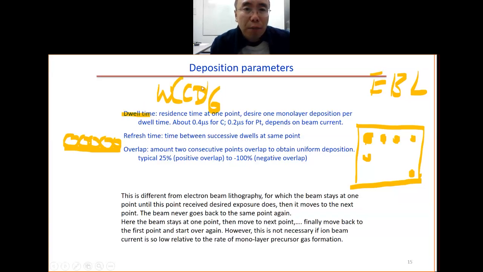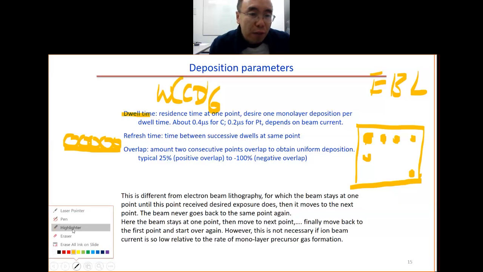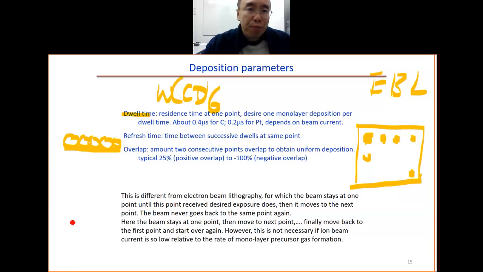So we have this WC6O6 precursor gas on the sample surface. Then the ion beam comes in, the gallium ion comes in, and this ion beam will convert it into a film. This film is tungsten. So it's not pure, but it is tungsten. So we have one monolayer of this precursor, which is converted into one monolayer of tungsten.